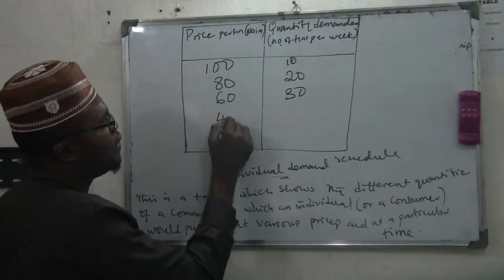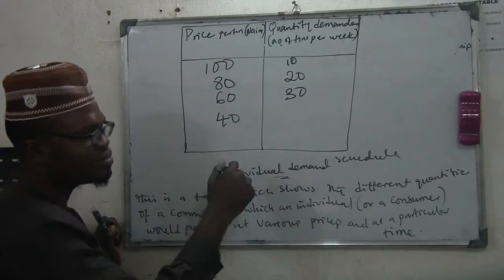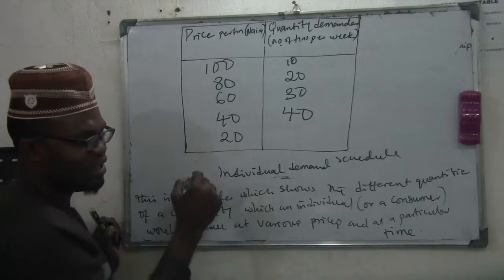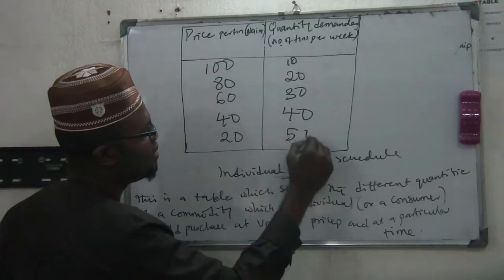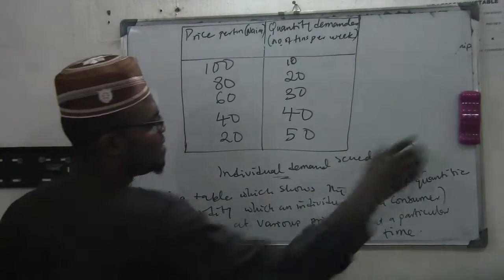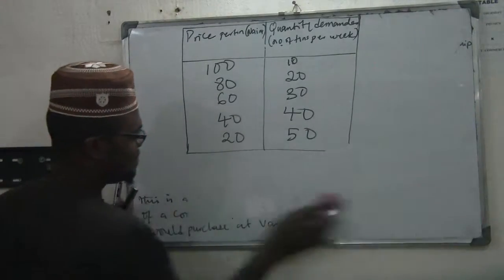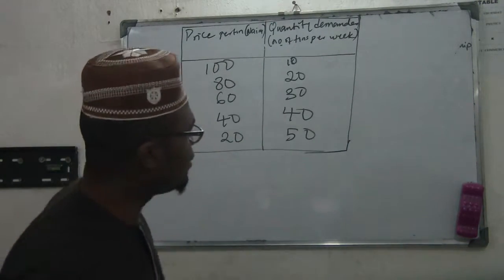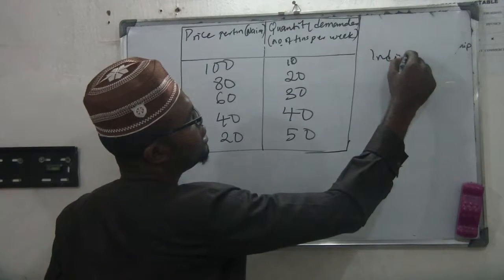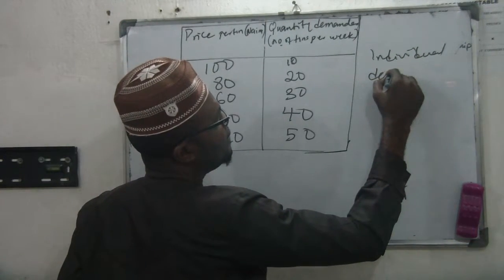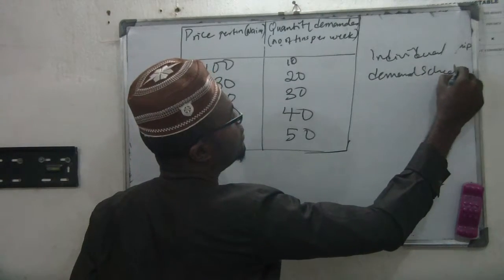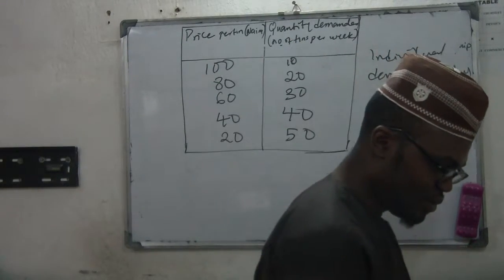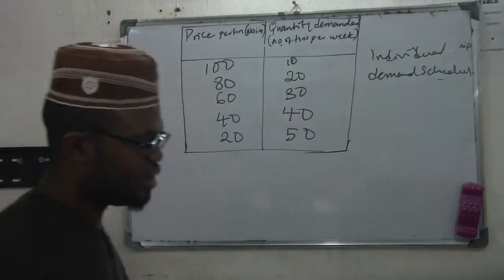Let's say the price is now 40. What will it do to the quantity? It will increase more to 40. And when the price is as little as 20, the quantity will increase to 50. Can you see that? So this table we just drew is known as a demand schedule, an individual demand schedule. Is that clear? So draw the table. Draw it as an example. Write example, then draw it.